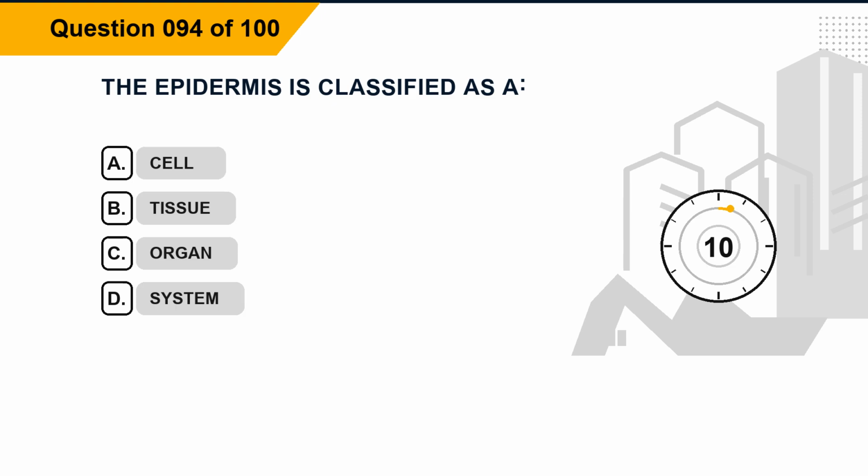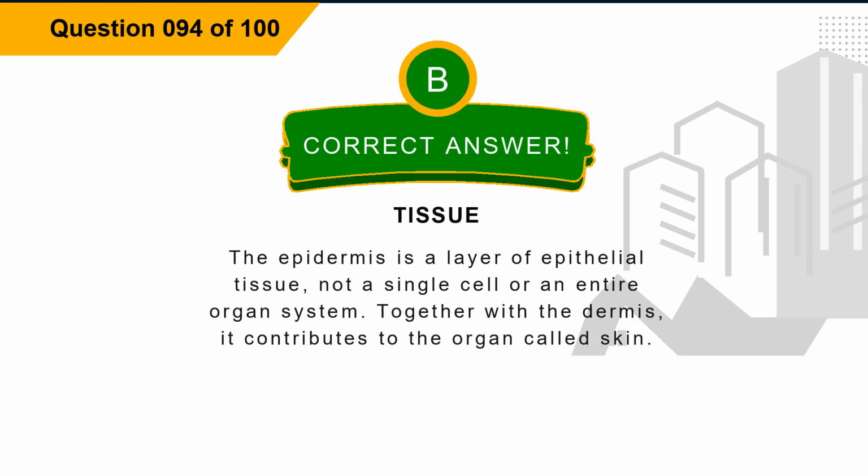Question 94. The epidermis is classified as a blank. Option A, cell. Option B, tissue. Option C, organ. Option D, system. The correct answer is option B, tissue. Explanation: the epidermis is a layer of epithelial tissue, not a single cell or an entire organ system. Together with the dermis, it contributes to the organ called skin.